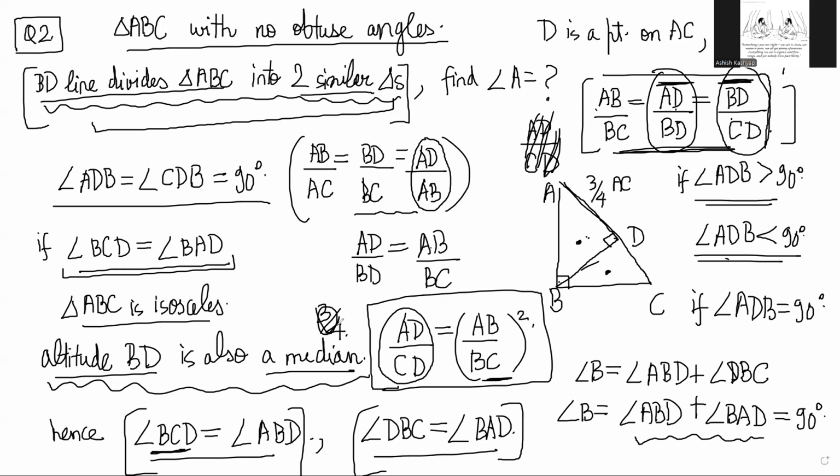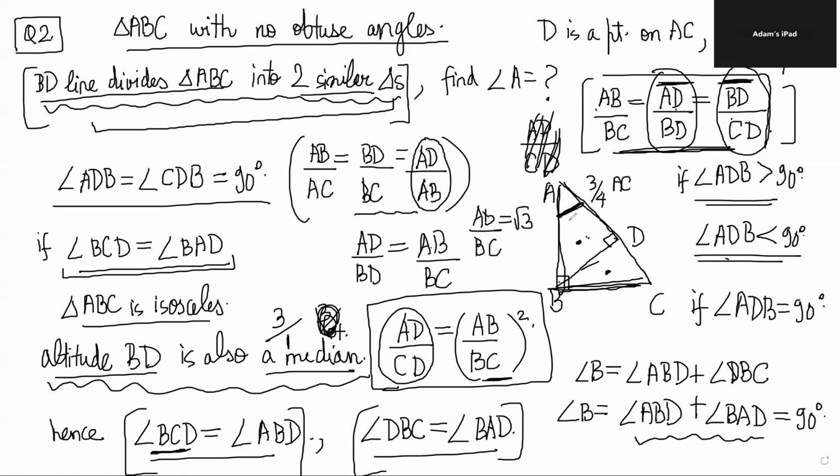No, 3 by 4 is wrong. AD by CD is actually 3 by 1, right? So what I know now is that the AB by BC ratio is root 3. Correct? And AB by BC is basically going to help us get the trigonometric ratio for this.